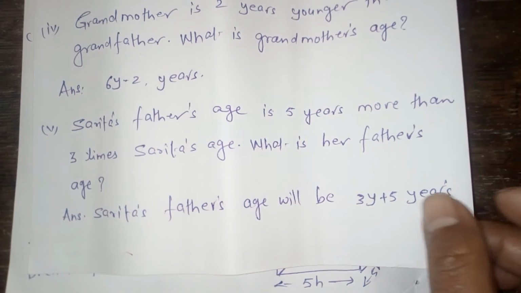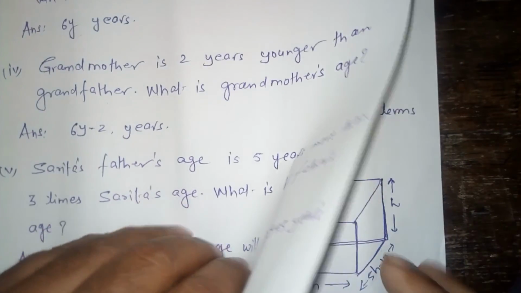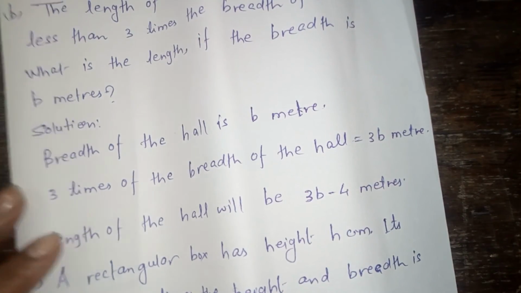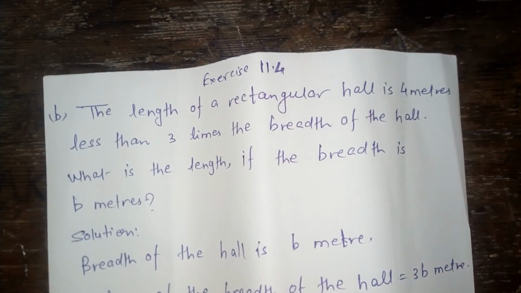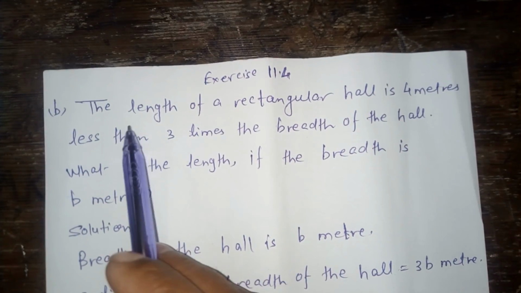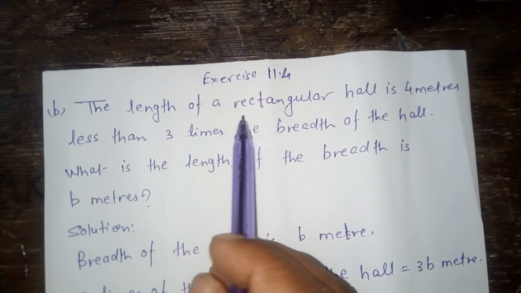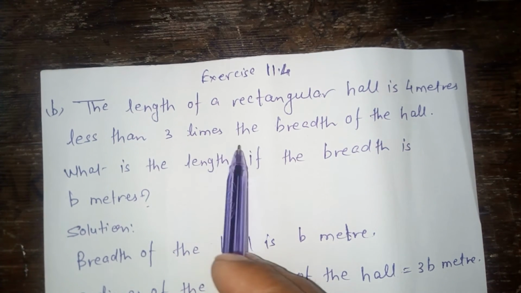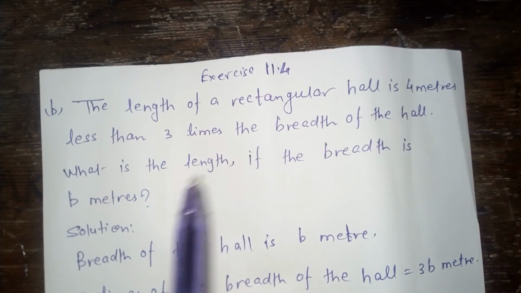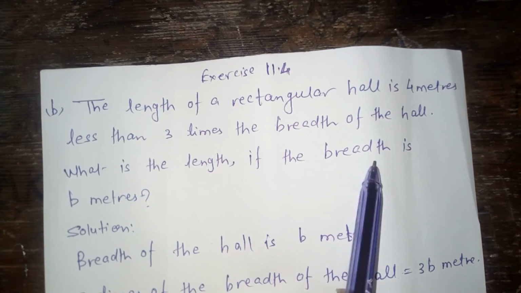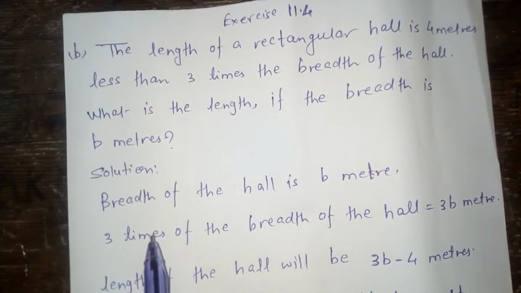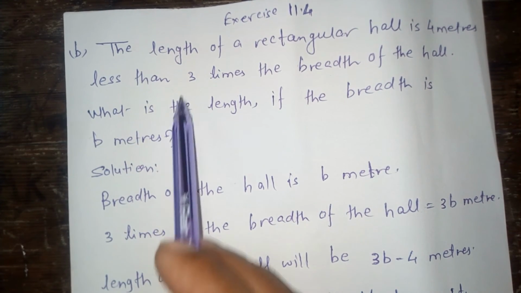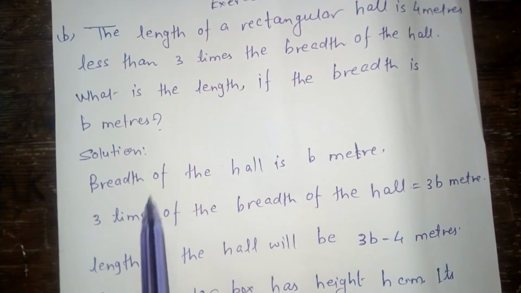Then after, we can discuss other questions. All these questions depend on the algebraic expression. Now look here. The length of a rectangular hall is 4 meters less than 3 times the breadth of the hall. What is the length if the breadth is b meters? So we can take out the algebraic expression according to the mathematical statement.